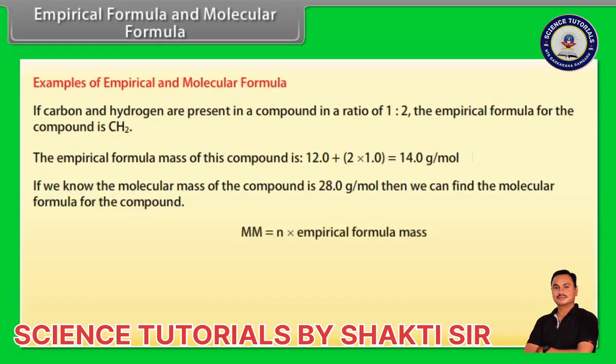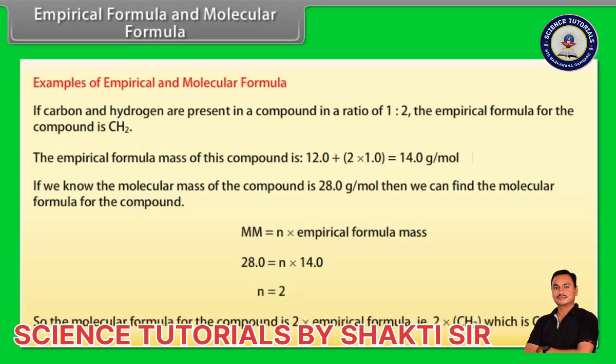Mm is equal to N into empirical formula mass. 28.0 is equal to N into 14.0. So N is equal to 2. So the molecular formula for the compound is 2 into empirical formula, that is 2 into CH2, which is C2H4.